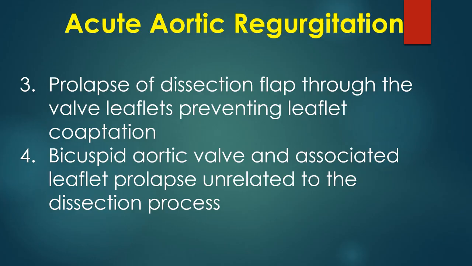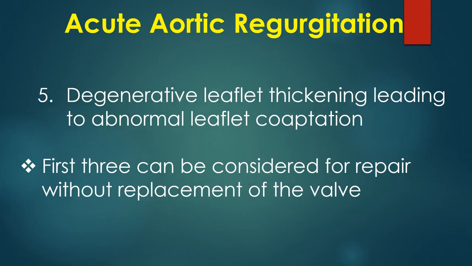4. Bicuspid aortic valve and associated leaflet prolapse unrelated to the dissection process. 5. Degenerative leaflet thickening leading to abnormal leaflet coaptation. The first 3 can be considered for repair without replacement of the valve.